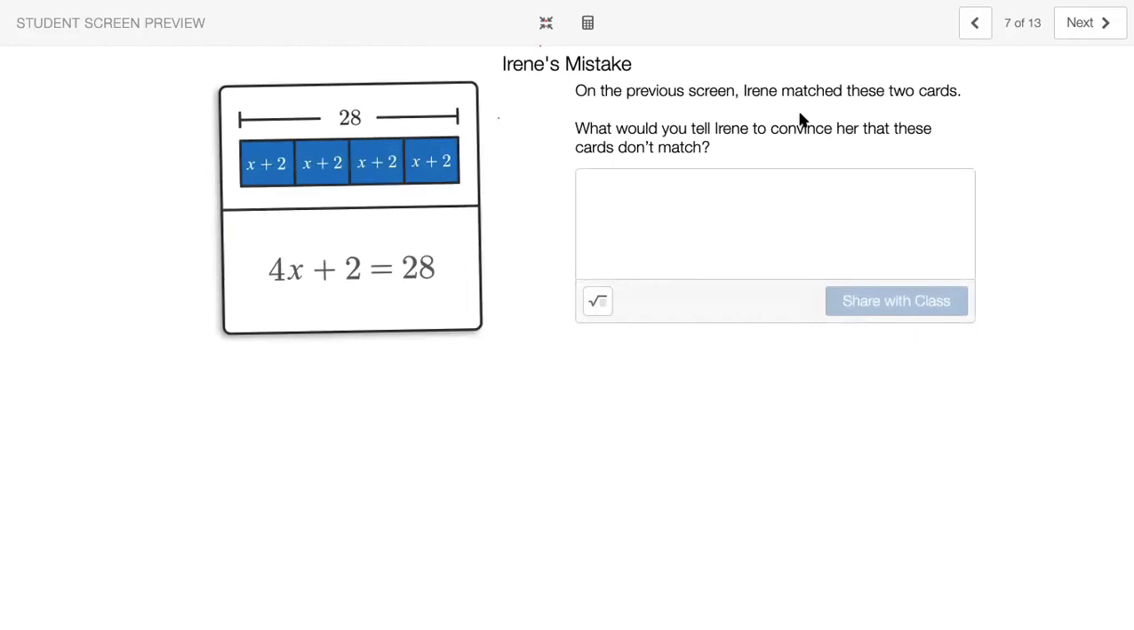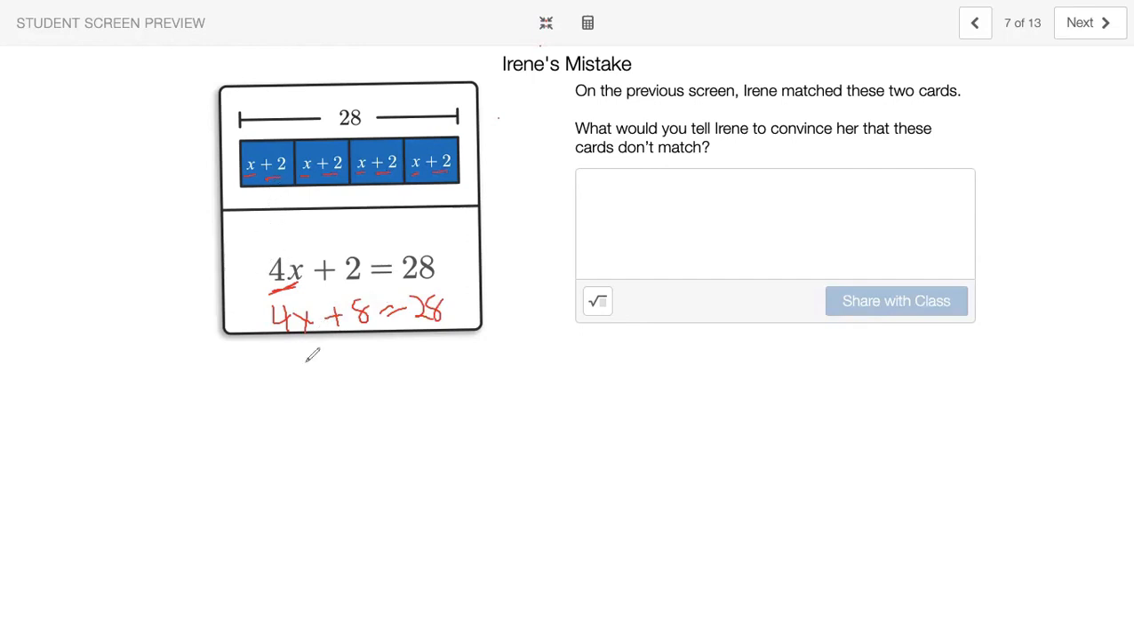So it says on the previous screen, Irene matched these 2 cards. What would you tell Irene to convince her that these cards don't match? So Irene's made a mistake. How does it not match? Well, we could convince her in some different ways. Like, if we look at this, there are 4 x's, and she has 4 x's, but then it's plus 2 for each of these. So that would really be 4x plus 8 equals 28. So that doesn't match with this one.